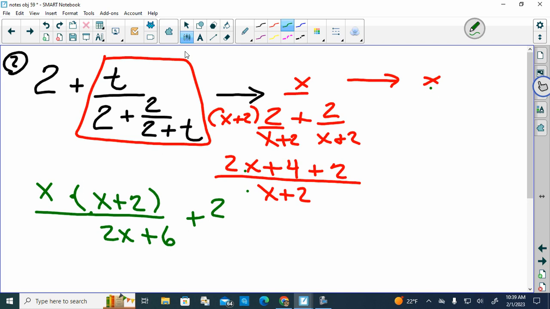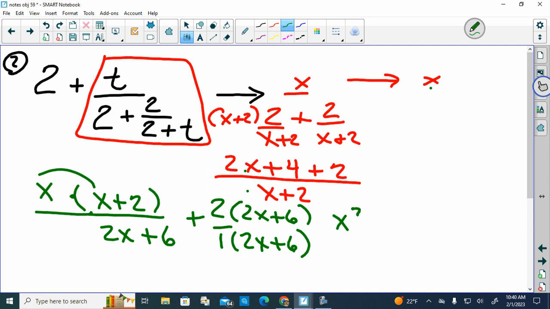When we have fractions, we have to have common denominators. So this is really 2 over 1, but it doesn't have the same denominator. So what do I have to multiply by? 2x plus 6. Then I would do the same thing on the top. Now we have our common denominators. So x times x is going to be x squared. That times that is 2x. So I'm done with that numerator.